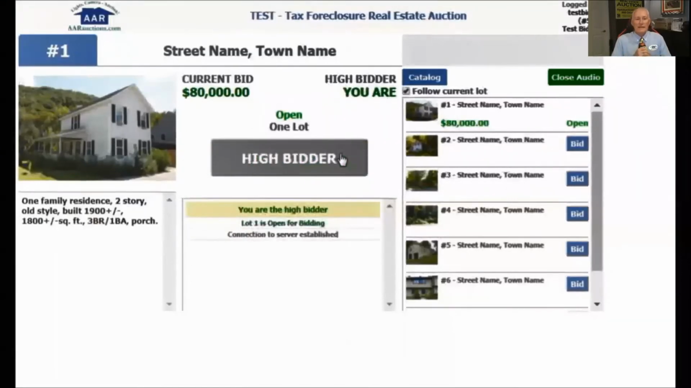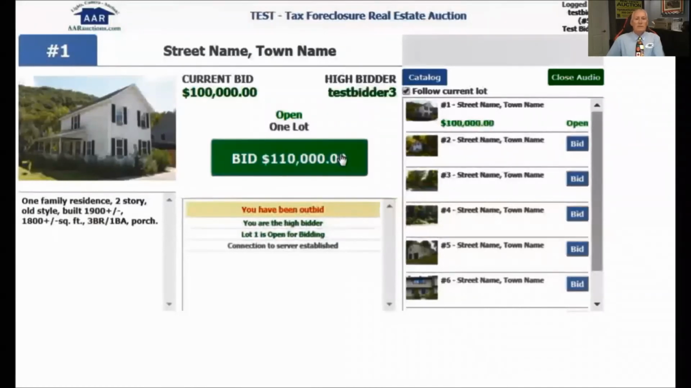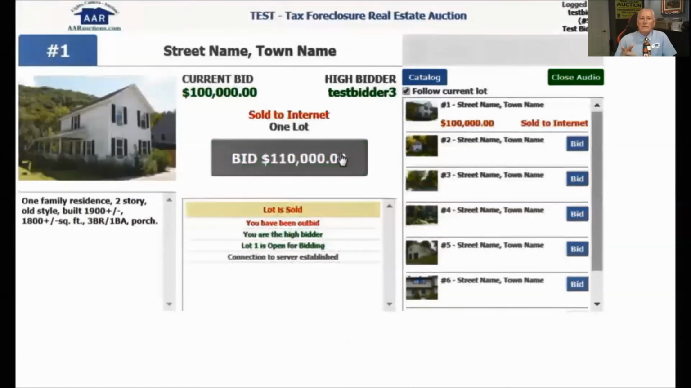70 bid would get 80,000. I got 80 to bid, now 90. And you at home, you're the 80,000, now 90. 90,000 bid and 100. I got 100 bid, now 110. Hurry, hurry. I got 100 bid with 110. Can you do 110? And there she goes. Buyer is test bidder 3 for $100,000.